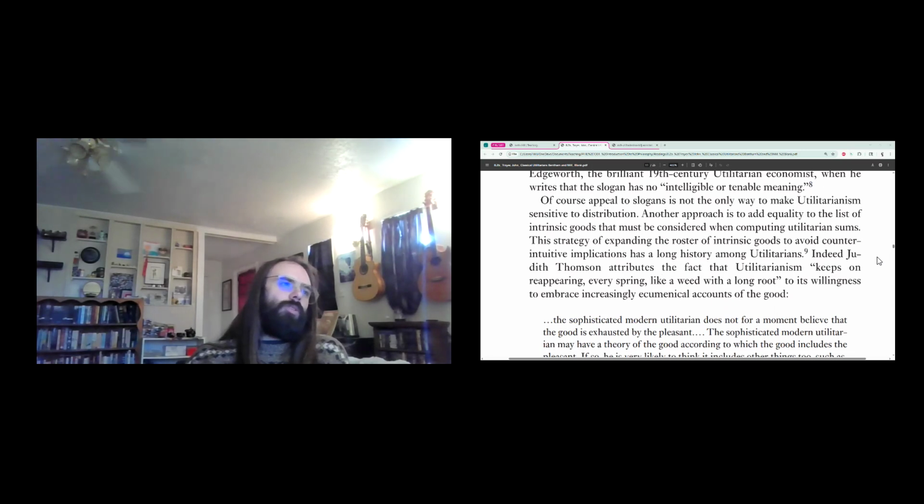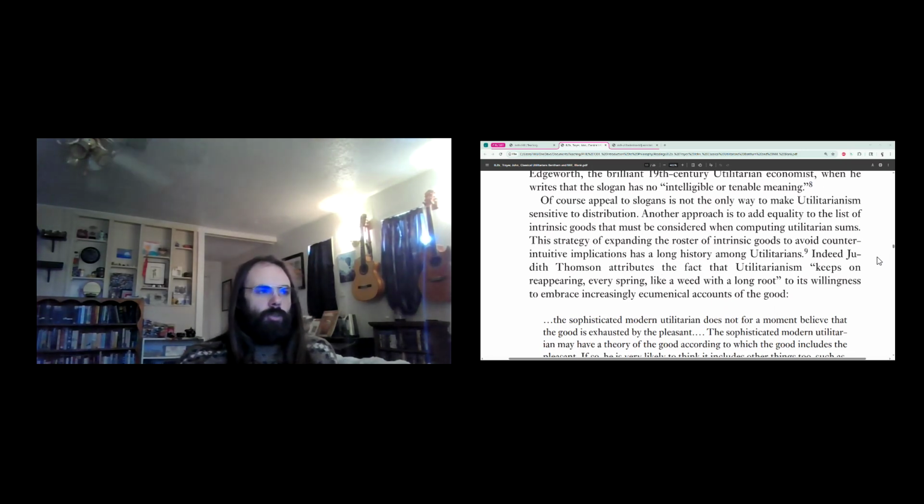Of course, appeal to slogans is not the only way to make utilitarianism sensitive to distribution. Another approach is to add equality to the list of intrinsic goods that must be considered when computing utilitarian sums. This strategy of expanding the roster of intrinsic goods to avoid counterintuitive implications has a long history among utilitarians.